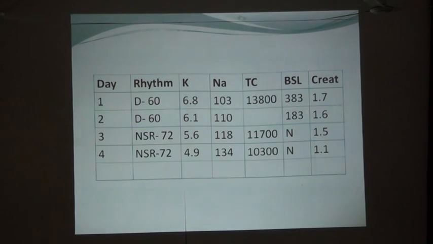Then the progress of this patient: on day 1 the rhythm was dependent on pacing at a rate of 60 per minute, and potassium was 6.8, sodium was 103, total count was 13,800, and BSL was 383. On day 2 the potassium decreased to 6.1 with the treatment, and the patient was still dependent on pacing. On the third day, the patient began his own sinus rhythm at 72 to 80 per minute, with potassium coming to almost normal, 5.6, and sodium also recovering. The total count came to around 11,700. The creatinine levels also decreased with the treatment.